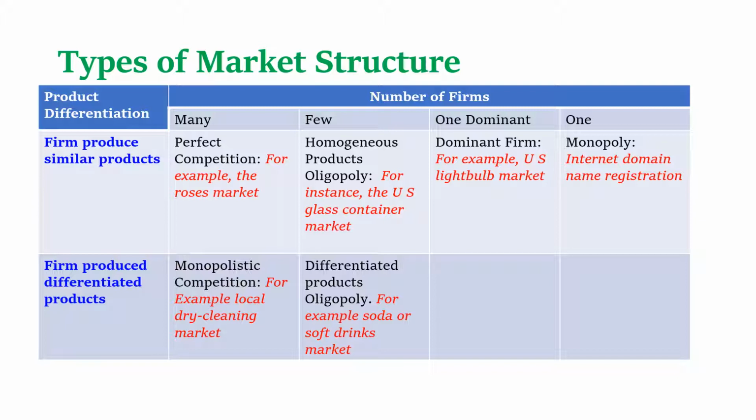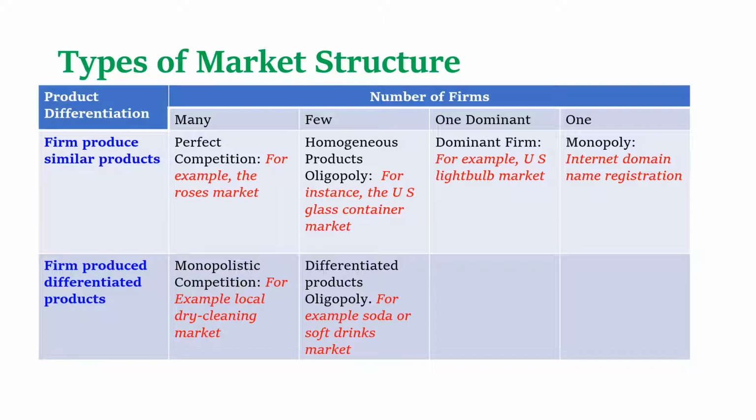Right? Now we also look at the case of the dominant firm and then the monopoly. Right? But now, do we have a single firm that produces differentiated products? Certainly not. Do we also have one dominant firm in the market that produces differentiated products? No. So that's why we leave these two blank, okay? We don't have those firms in theory.